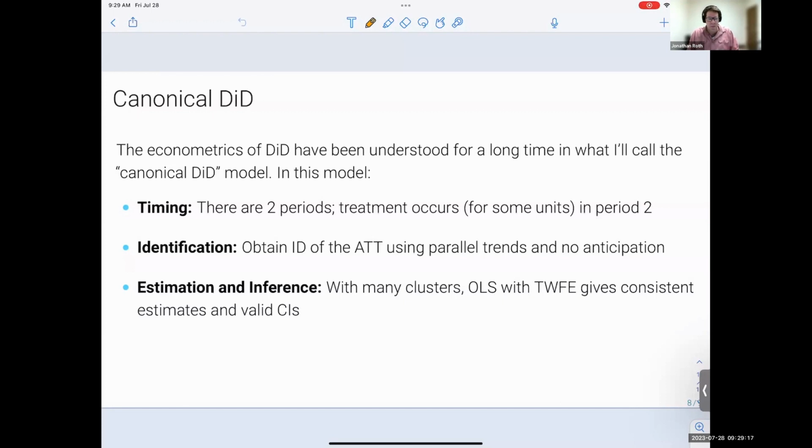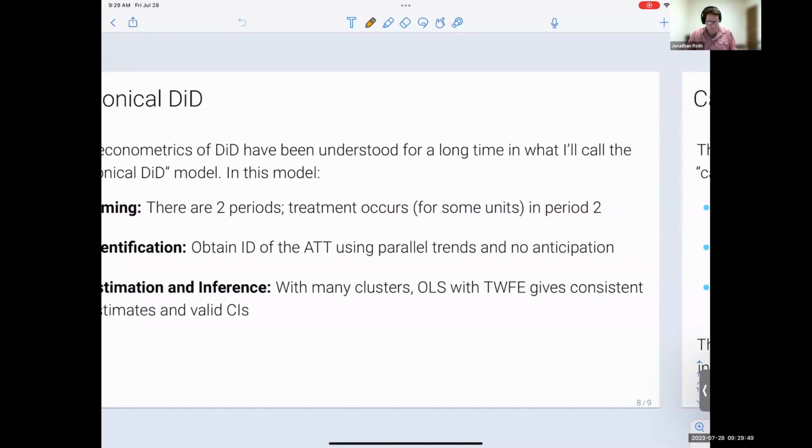And then in this canonical model, estimation and inference are pretty easy. We can take difference and differences of sample means, but that's the same thing as running a regression with unit and time fixed effects. And if we have a lot of independent clusters, that OLS estimate is going to be consistent, and our usual clustered standard errors are going to give us valid confidence intervals. So this has been known for 20 plus years. It's a very simple model. There are very simple results about when things work, and we know what's going on.